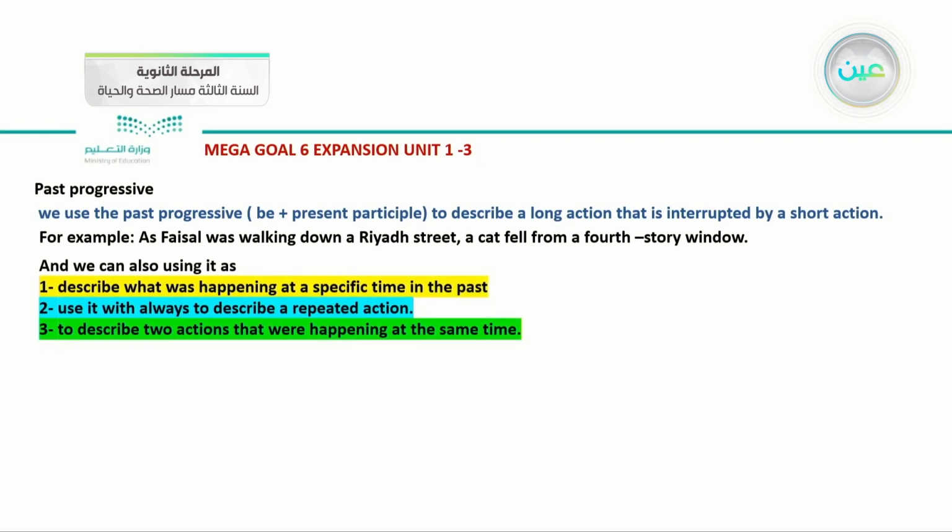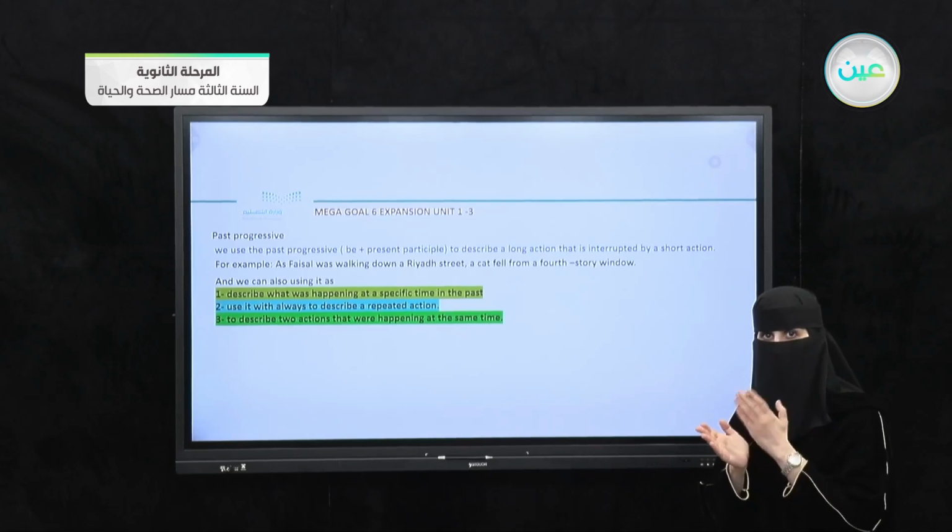Okay, they told us that we also use it in other situations. Number one, if we want to describe what was happening at a specific time in the past, we can use the past progressive, be plus present participle. Number two, we can use it with "always" to describe a repeated action. So if they want me to repeat the action again and again, I should use the past progressive, which means be plus present participle.